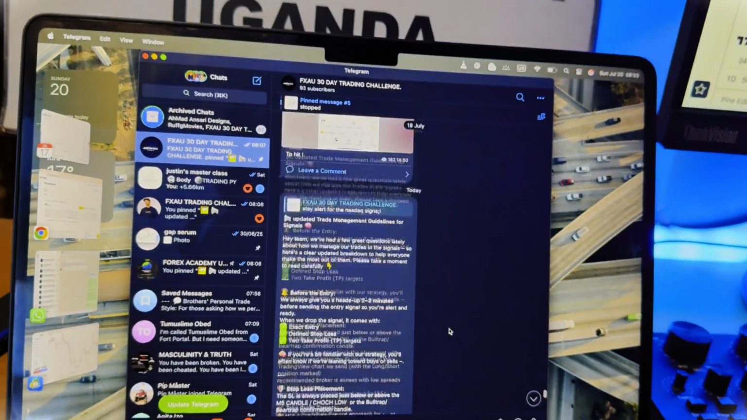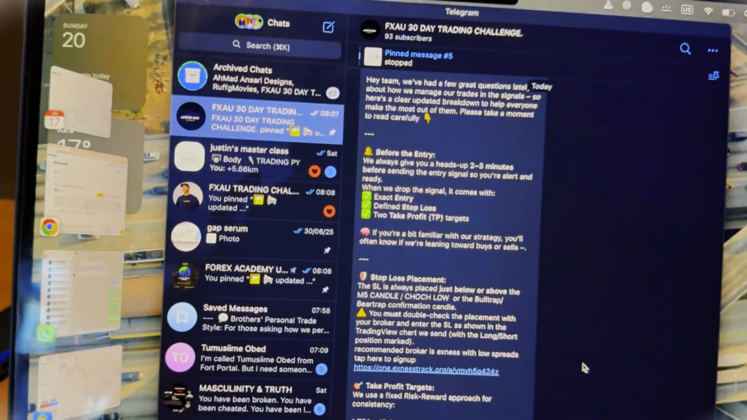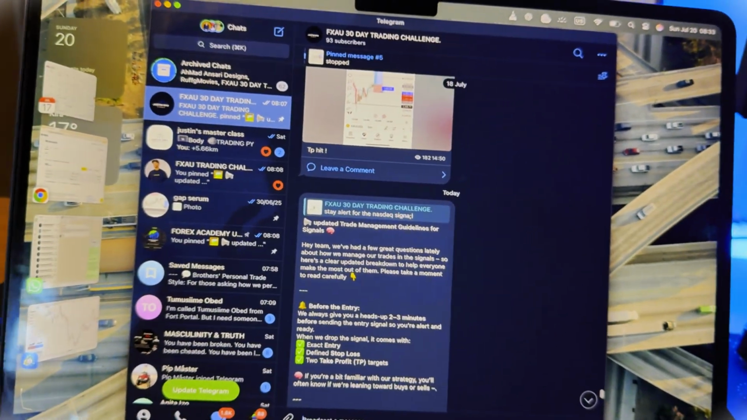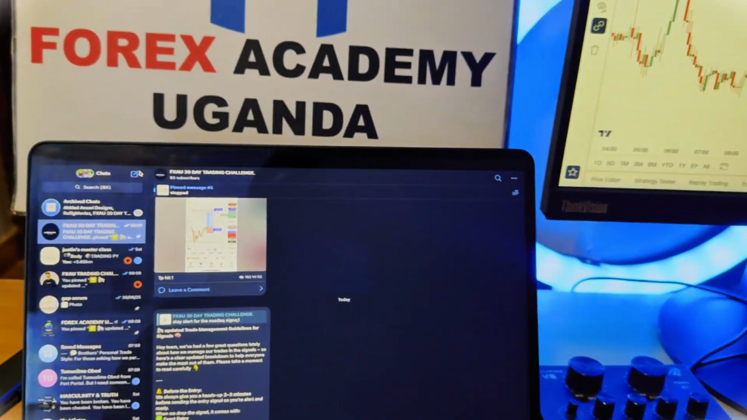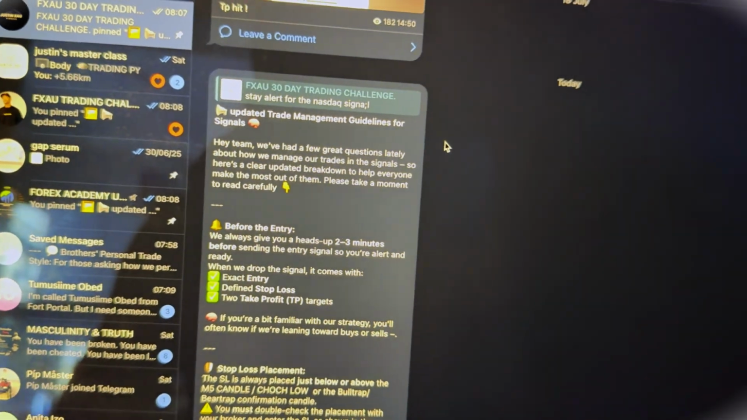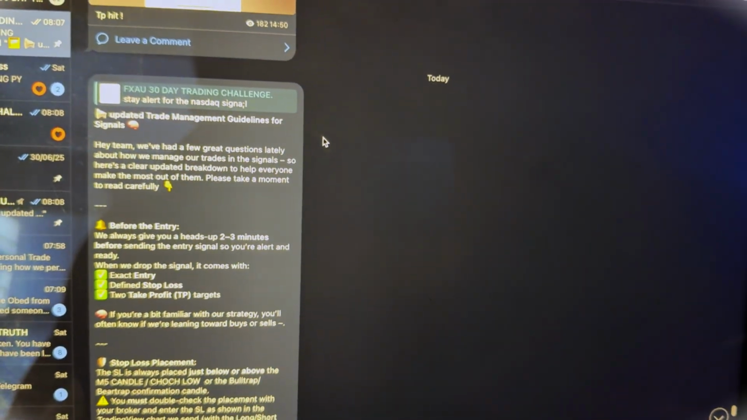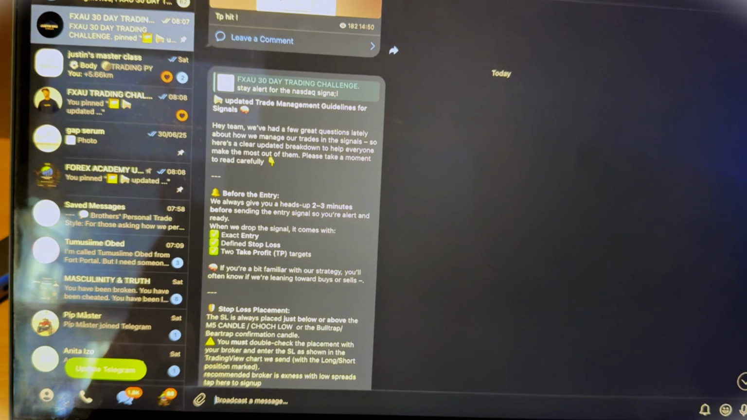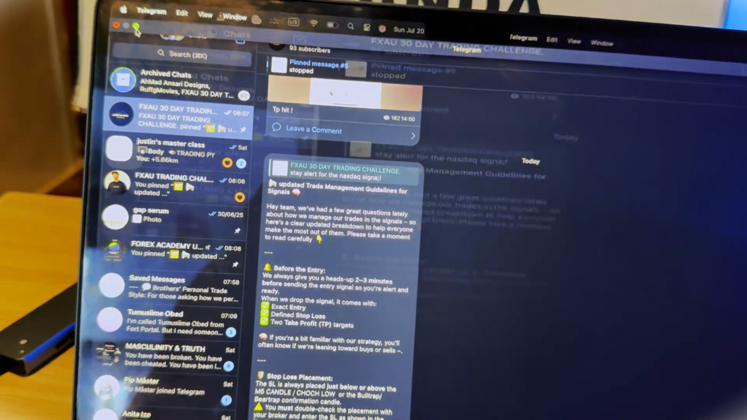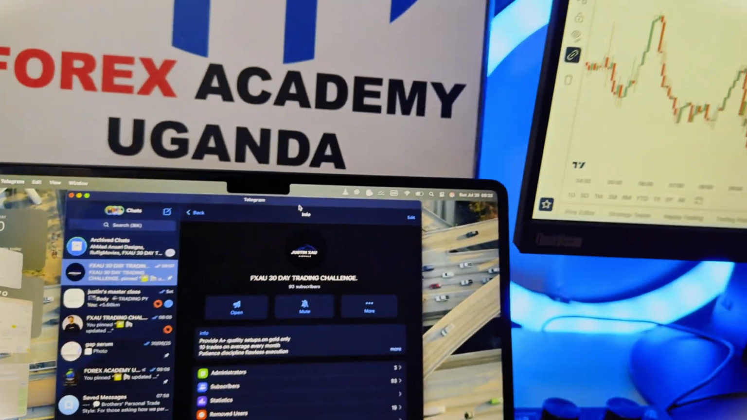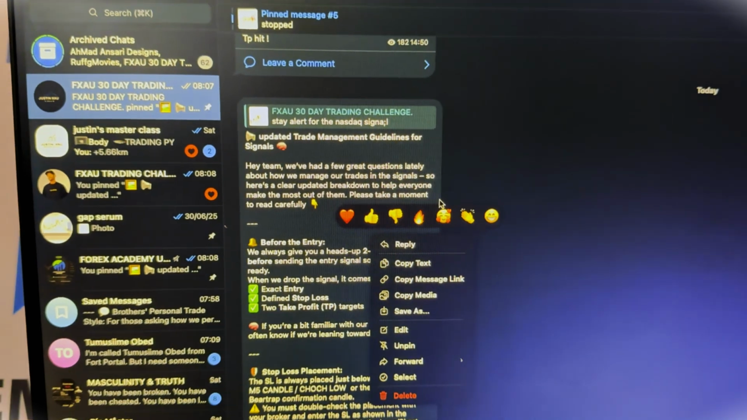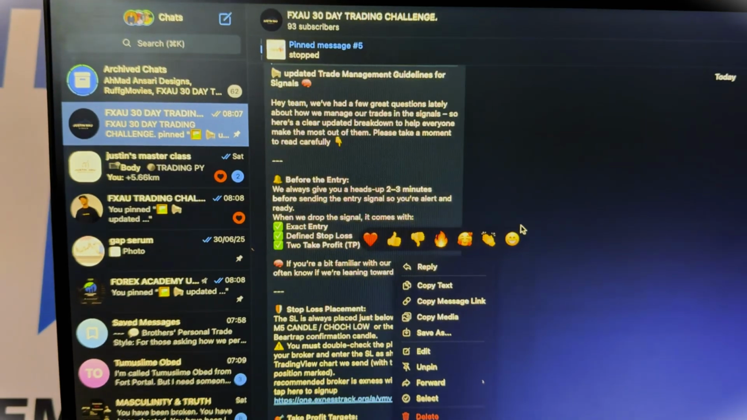Now let's look into my trade management plan. How to trade. Let's say the trade is already in profits. How are you going to manage these trades? First, this is our updated trade management guideline for the signals. Let me use this big one to present. So the updated trade management guideline for signals.